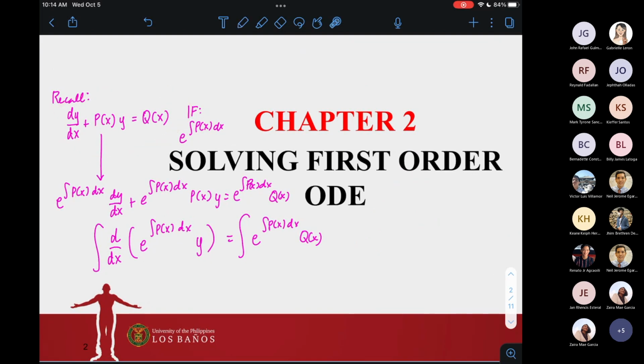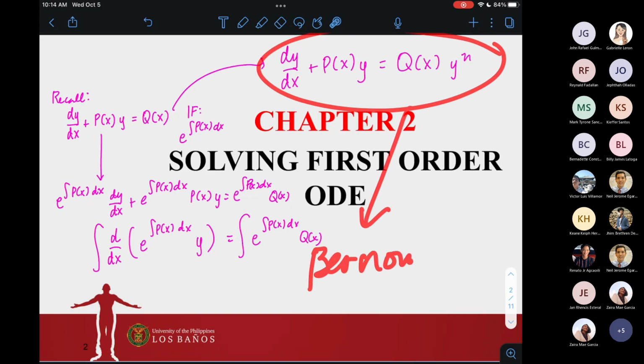So, dun sa Bernoulli's equation, ganito yung itsura niya. Ang Bernoulli's equation is of the form dy over dx plus p of x y equals q of x times y to some power of n. So, this is what we call a Bernoulli's equation.